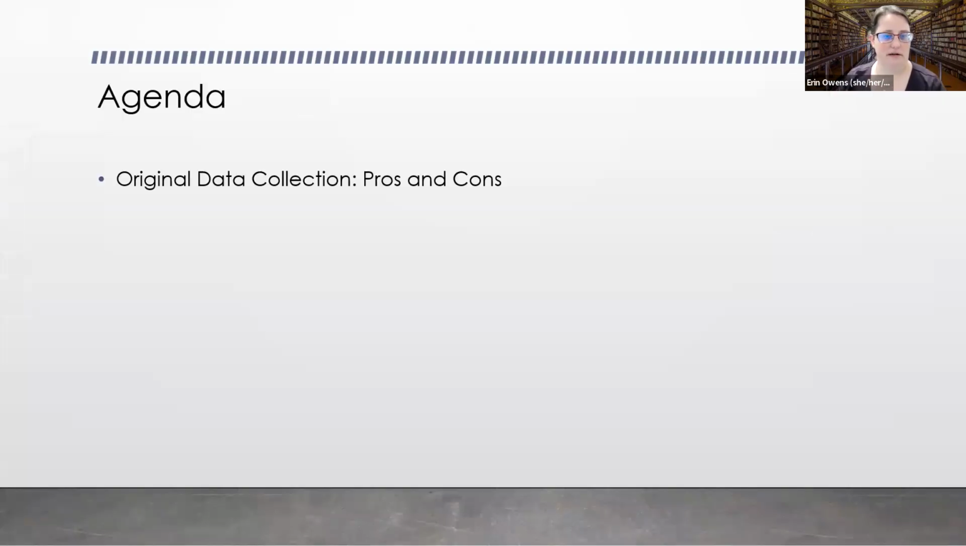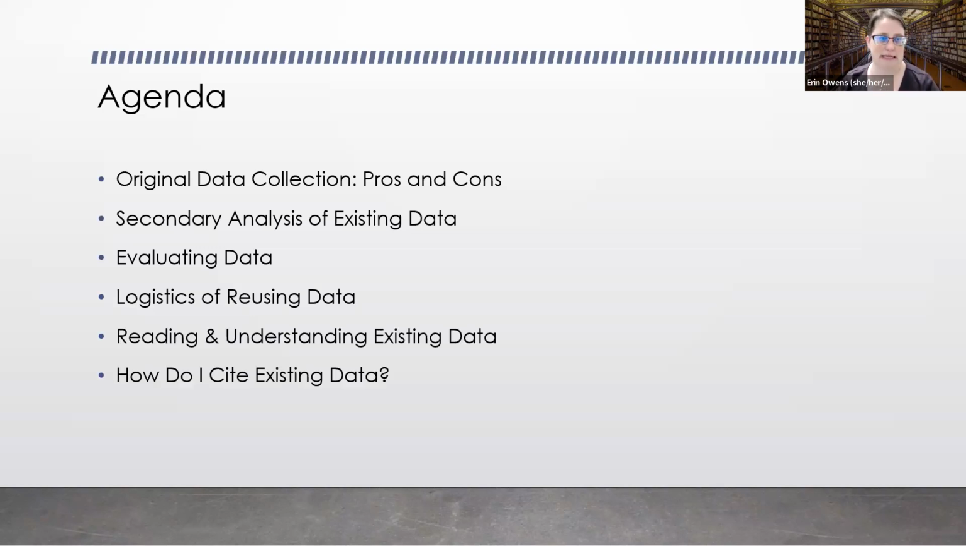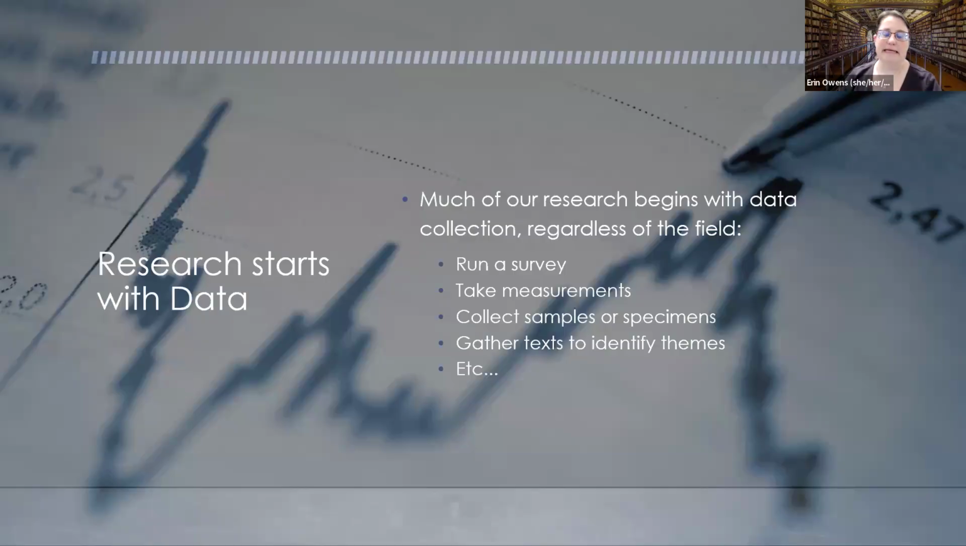So a little bit of a look at our agenda. We're going to talk about pros and cons of original data collection, talk about the nature of secondary analysis of existing data, evaluating data that we find, the logistics of reusing someone else's data, how to read and understand it, and cite it. And then we'll be doing some search demonstrations and walking through the process of finding some data and digging into it a little bit in relation to our research question. All right, so let's dive right in.